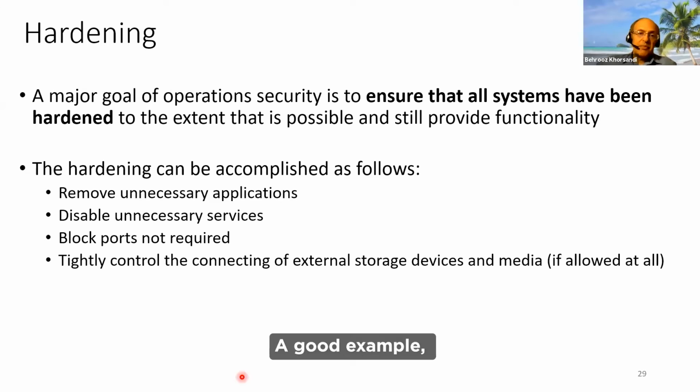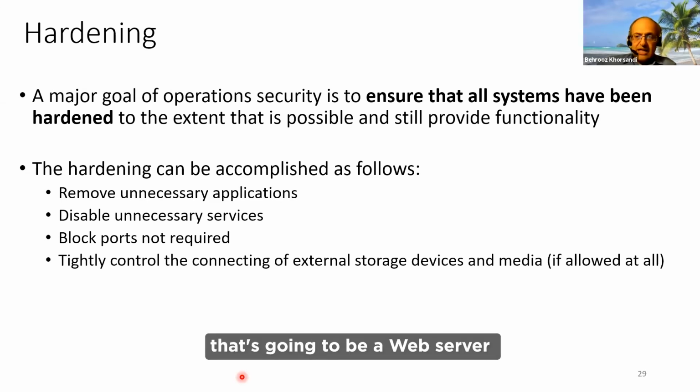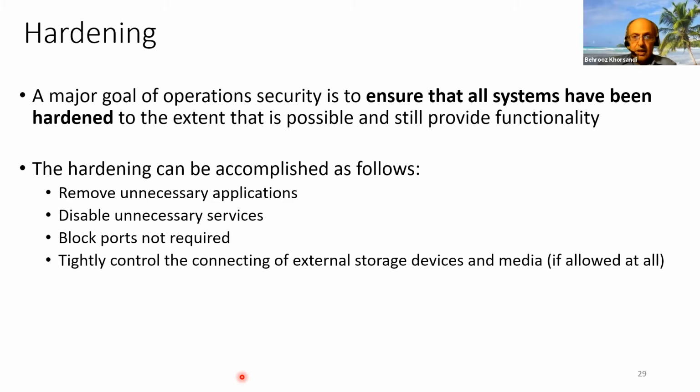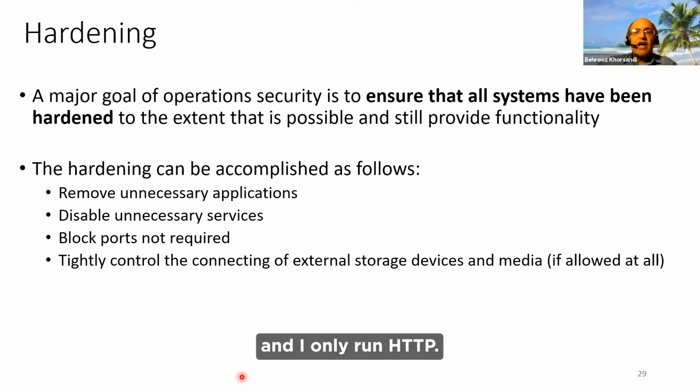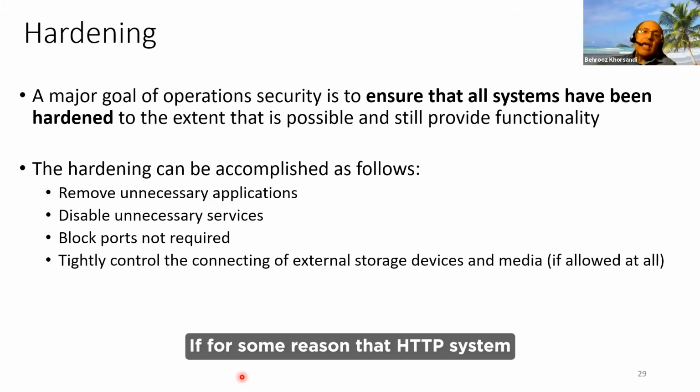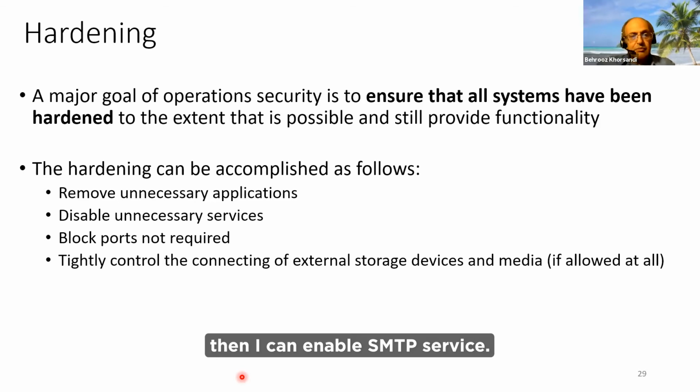A good example: if I'm going to build a server that's going to be a web server and it is not going to be an FTP server or email server, guess what? I disable FTP services completely. I disable SMTP service on that machine, and I only run HTTP. If for some reason that HTTP system needs to send email outbound, then I can enable SMTP service.